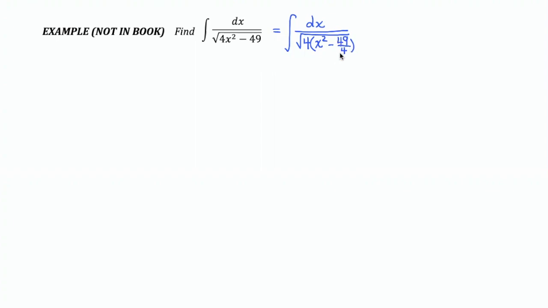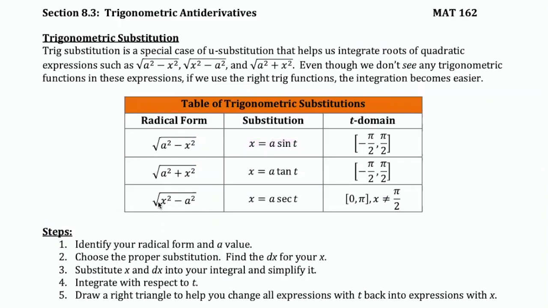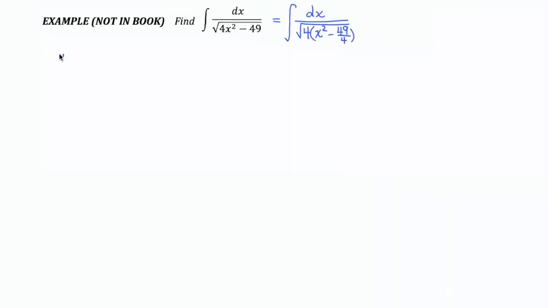So now, when we go looking at a radical form, we have something of the form x squared in the front minus a constant at the end. We are now looking at, for the first time, doing this substitution, a secant of t for x. My a value, do not worry about this 4 in front. Your a value squared is whatever is sitting after the subtraction sign. So my a squared is 49 over 4. Take the square root of the numerator and denominator, and you get 7 over 2. And this is going to work out just fine.